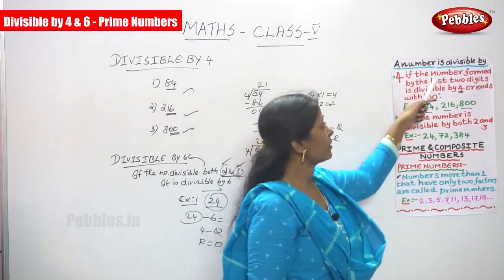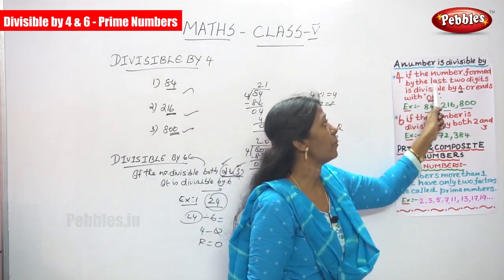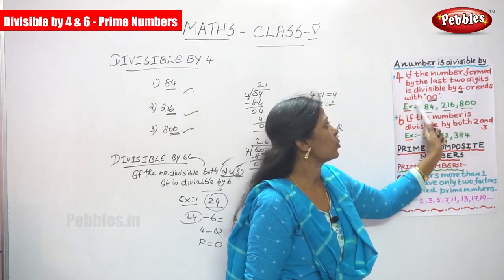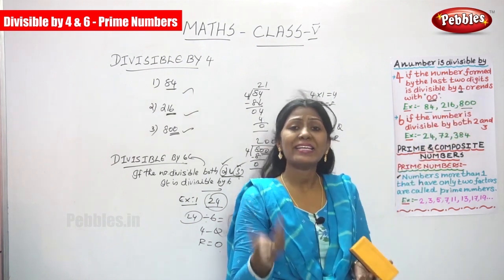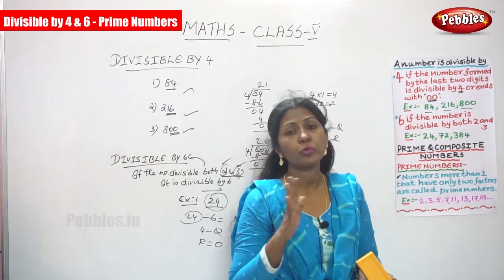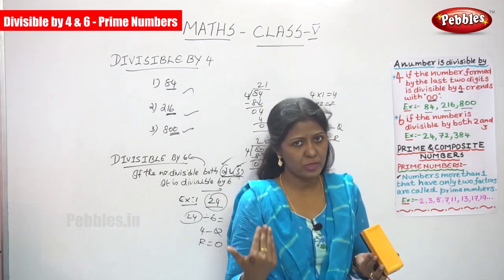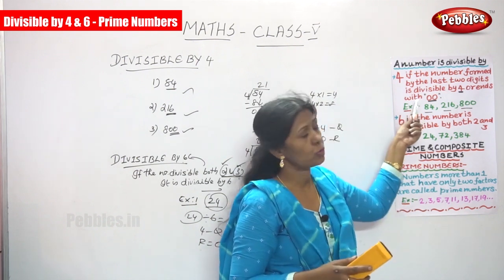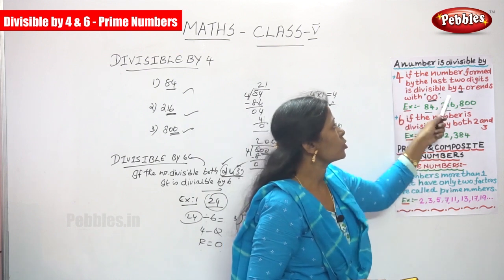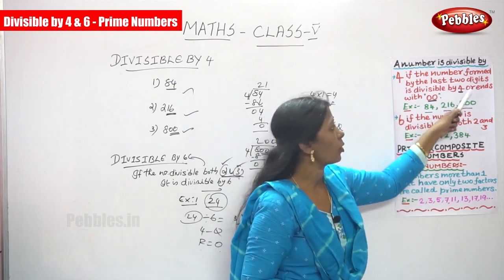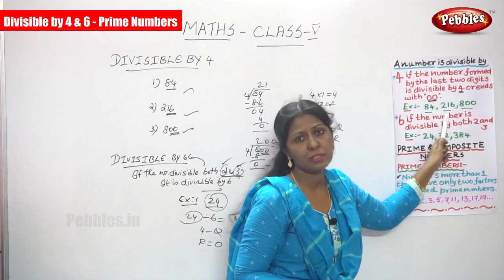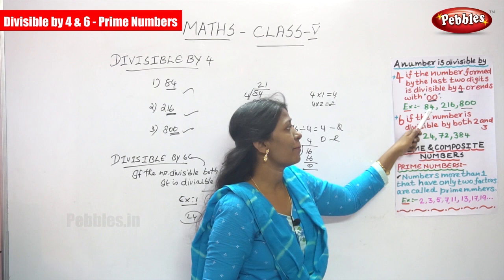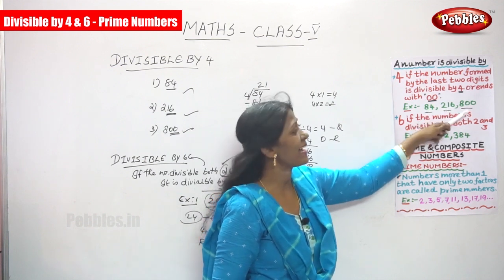4. If the number formed by the last 2 digits is divisible by 4 or ends with 0. So if any number is to be divided by 4, you should not use any multiplication table. Otherwise, you should not divide by 4 directly. You can apply this rule. What is the rule? The last 2 digits are divisible by 4 or end with 00. This number is divisible by 4. So that is the example of 84, 216 and 800.